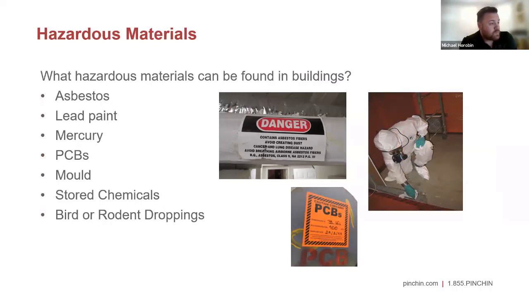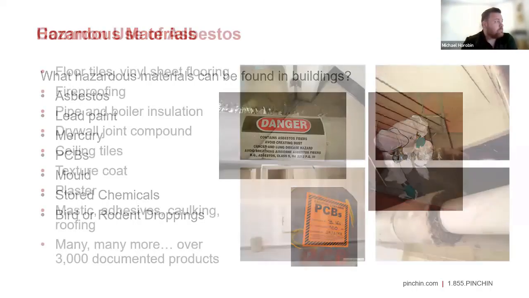Hazardous materials can be found in multiple building materials. The main ones we look for are asbestos, lead in paint or other materials, mercury, PCBs, mold, stored chemicals, and bird or rodent droppings.